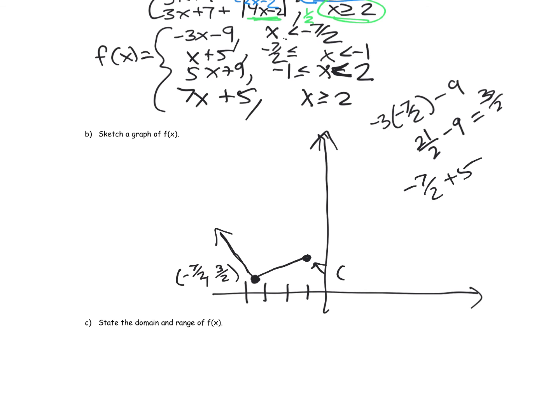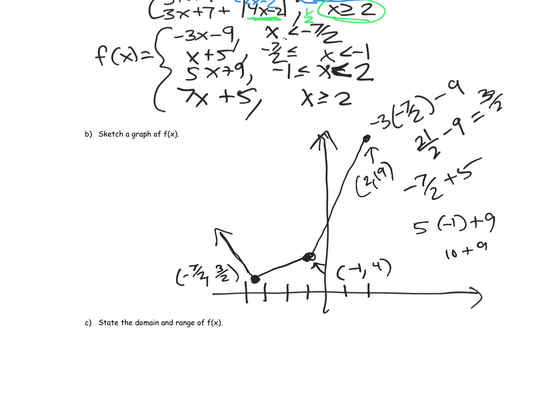This here was negative 1. It should be an open circle, but it'll get filled in. Negative 1, 4. And now we're on to the third piece. When I plug in negative 1, I'll get 5 times negative 1 plus 9. Indeed, it's 4. Now let's plug in 2. I'll get 10 plus 9, or 19. So we go way up here. So this would be 2, 19.